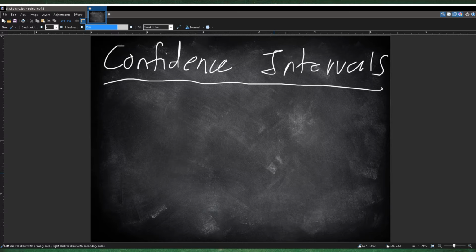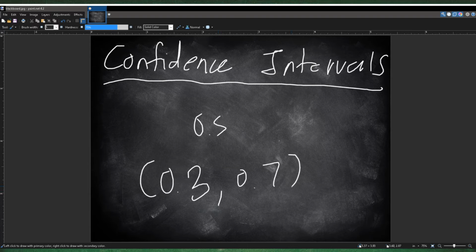So let's say you have a mean of 0.5, right? And you have a margin of error of 0.2. Then your confidence interval is 0.3 to 0.7, because 0.5 minus 0.2 is 0.3 and 0.5 plus 0.2 is 0.7. So you have a confidence interval, and there's always some kind of confidence level. Let's say you are 95% confident, so you have a 95% confidence interval of 0.3 to 0.7.